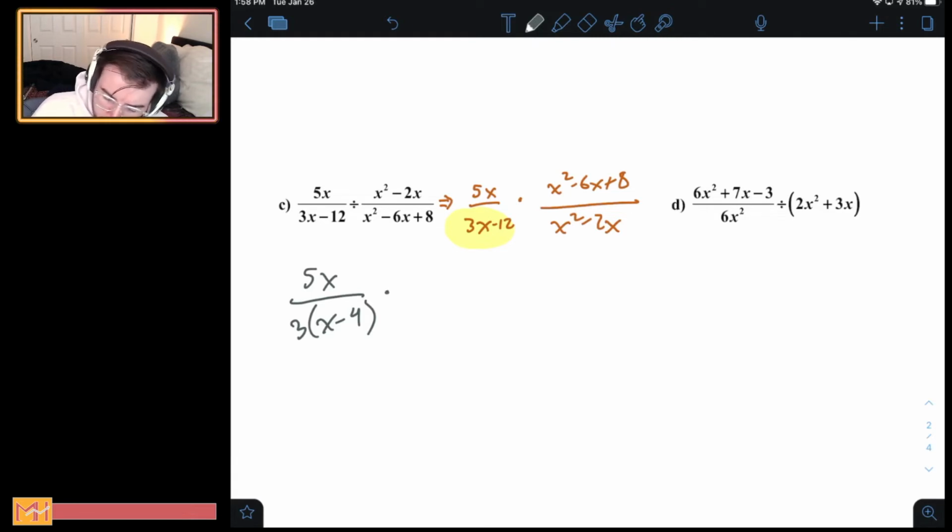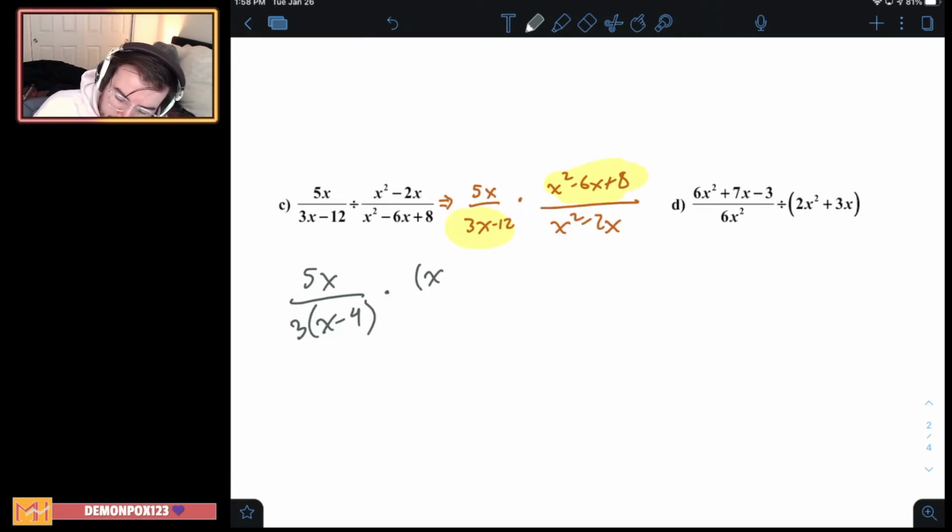Let's just do back-to-back questions. What does the top of this fraction factor into? Okay, hopefully you answered it. It is x. What multiplies to 8 and adds to negative 6?